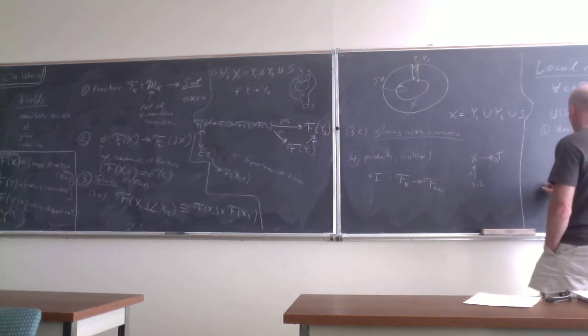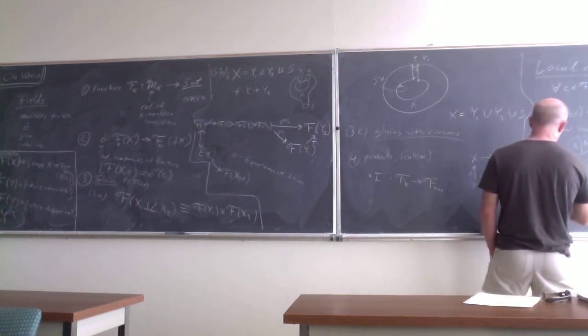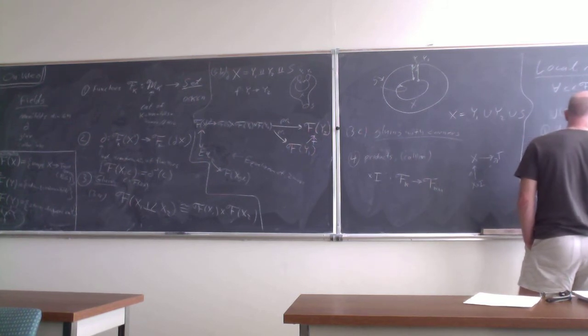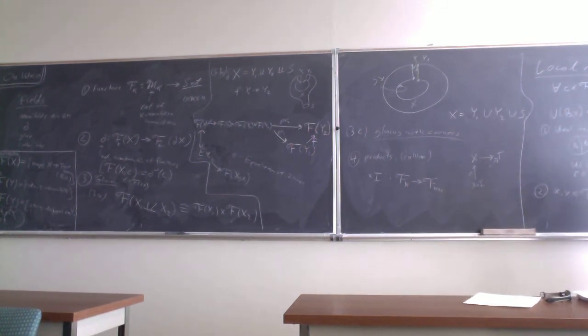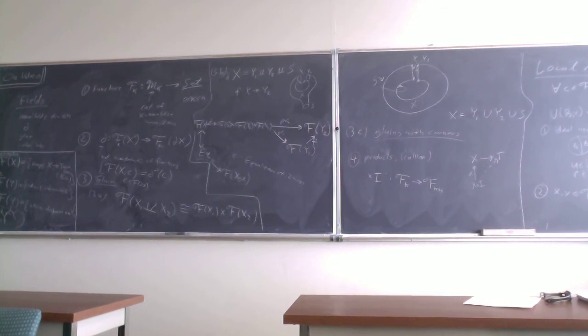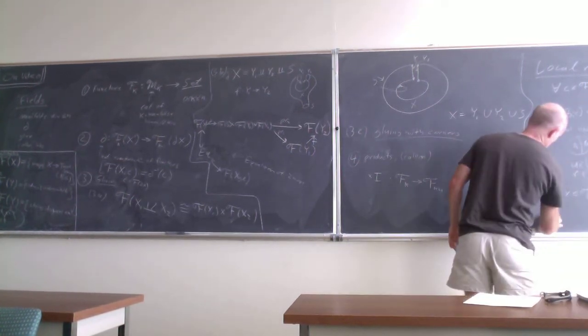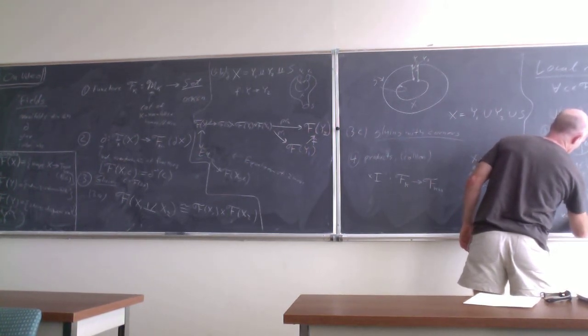And secondly, if X and Y lie in fields on the ball, and X is isotopic to Y, i.e. we have some F going from the ball to itself, F is isotopic to the identity, and Y is equal to F of X, then the difference, X minus Y, lies in this subspace.